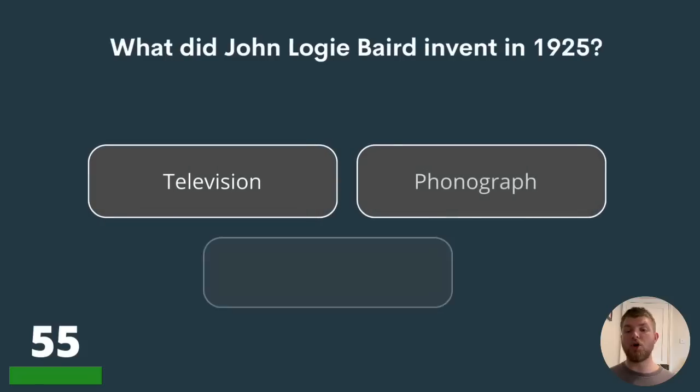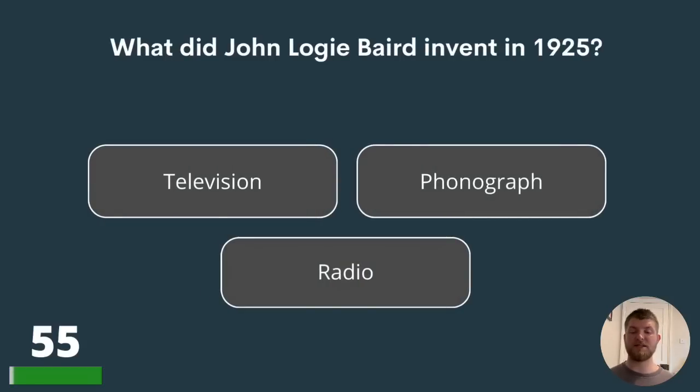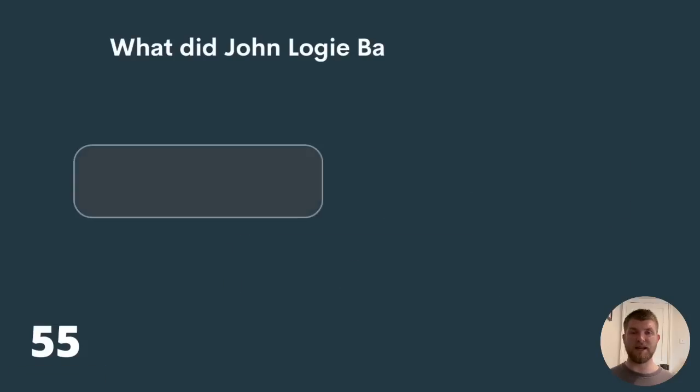55. What did John Logie Baird invent in 1925? Television, phonograph, or radio? The answer is television.